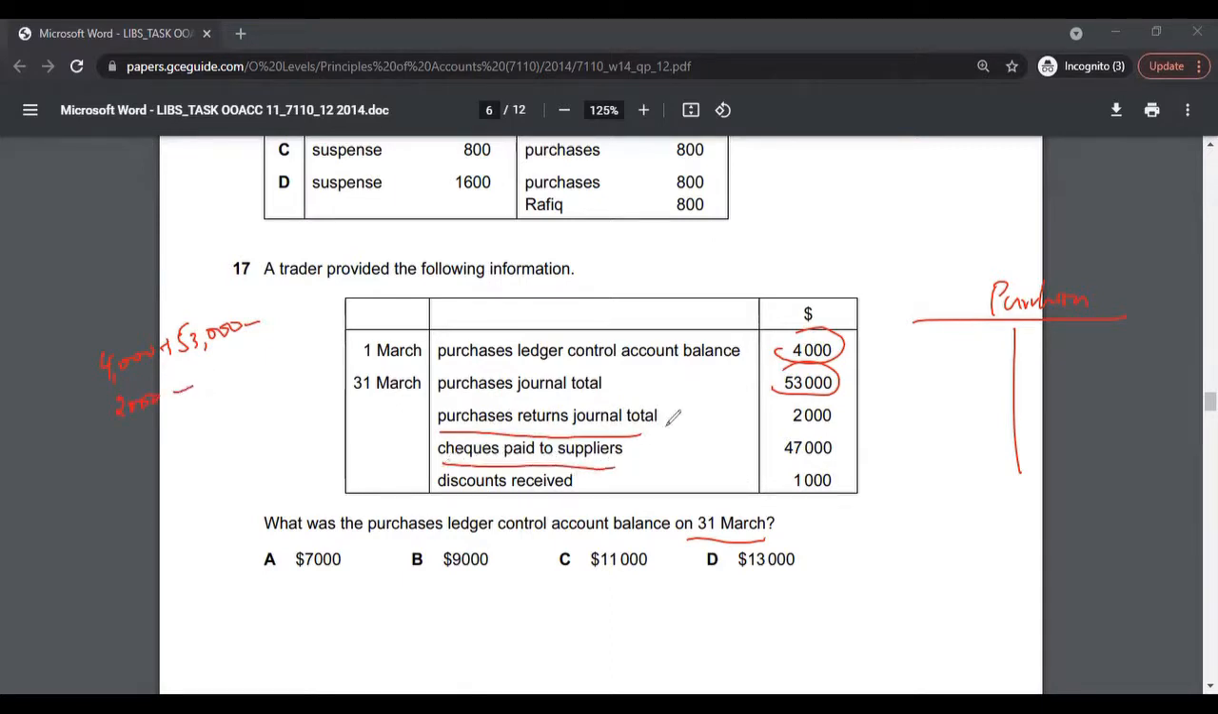Then check paid to supplier, that's a cash outflow, so minus 47,000. And then discount received again gives you a discount so that you have to pay less money, so minus $1,000. And if you do the maths in here, this should come to $7,000. So the answer to multiple choice 17 is option A.